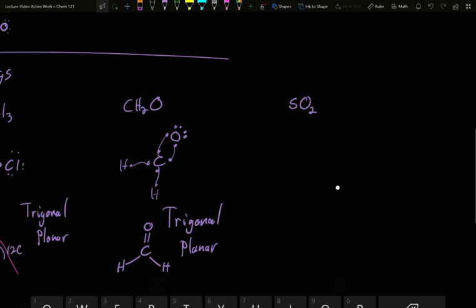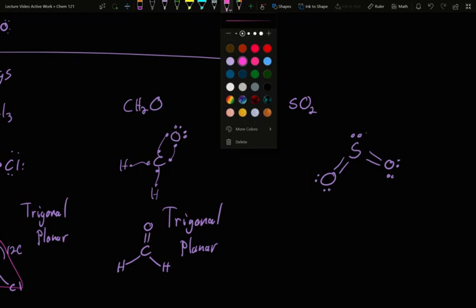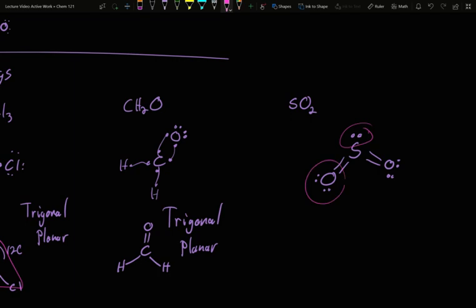SO2, I'm not going to draw it all out yet. We haven't talked about third row elements. But short version, I have a double bond to one oxygen, a double bond to a second oxygen, and a lone pair on sulfur. Well, this has three things. Remember, that lone pair counts. It's in the valence. It's pushing the other valence electrons away. And so sulfur has three things around it. They are flat. They're approximately 120 degrees from each other. However, the geometry name is different.